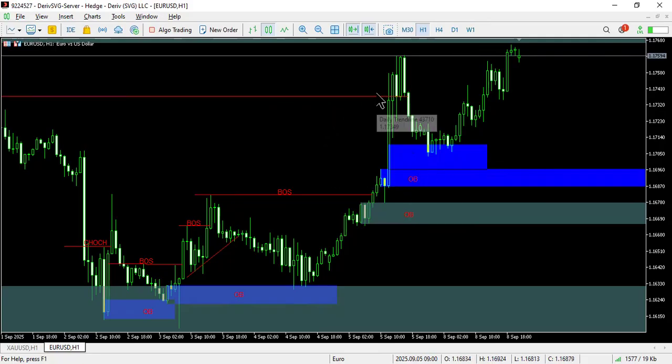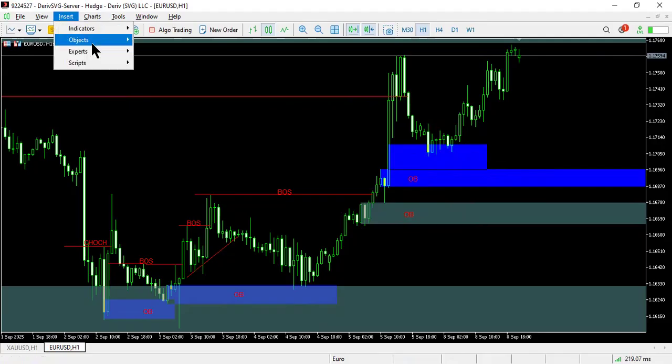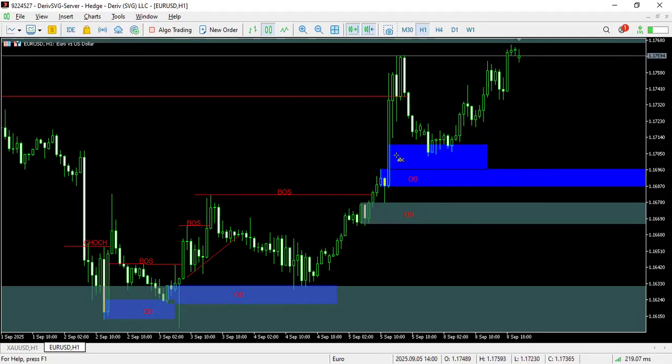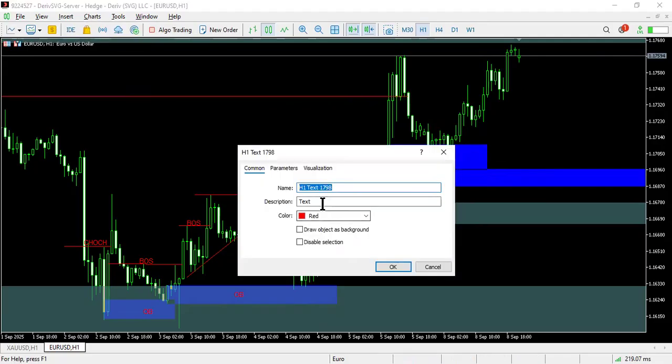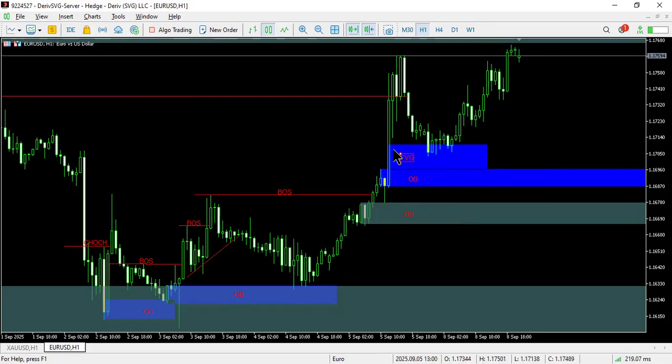So there was a break of structure. Price came back to tap into the FVG, did not mitigate the order block. Price mitigated instead there. Instead, price mitigated the fair value gap.